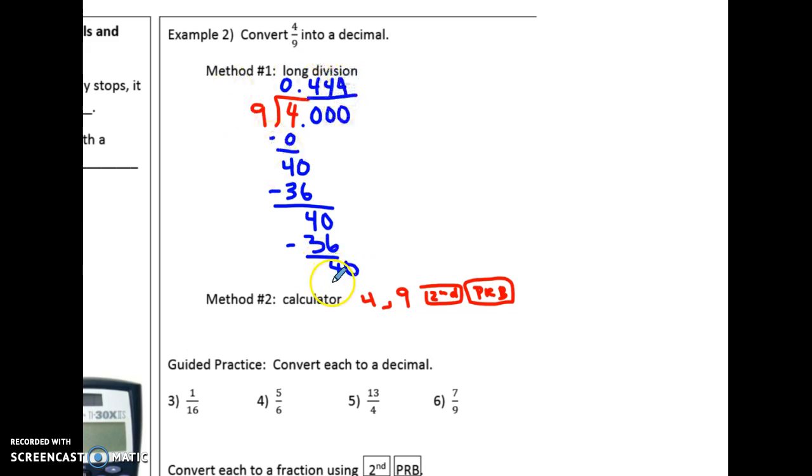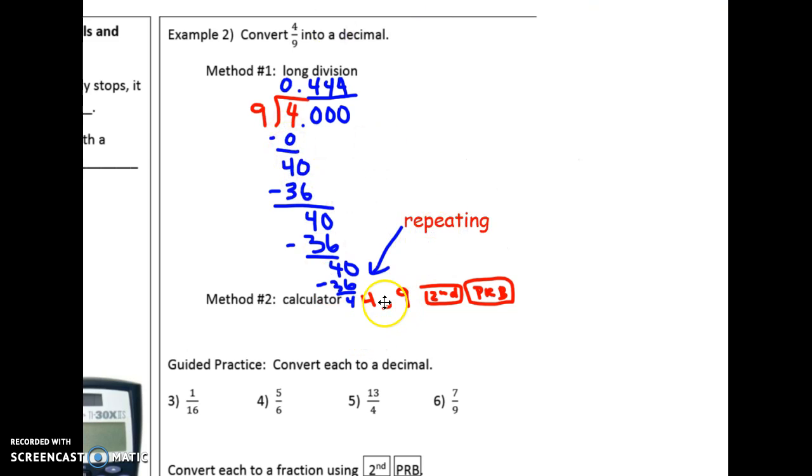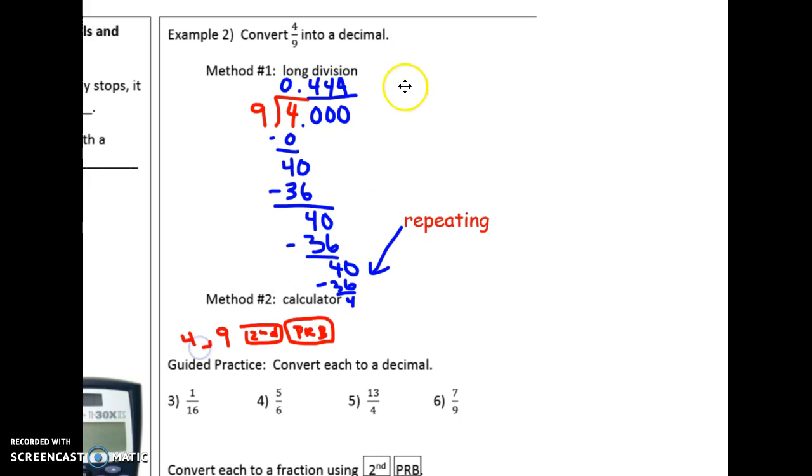Because we keep getting a 4 remainder every time we subtract, this leads us to realize we have a repeating decimal. Repeating decimal will look like this. You will always get the same remainder over and over and over again. And the way we can write up our answer then, remember, is that the fraction 4/9 is going to equal the decimal 0.4, and because the only digit repeating is the 4, I can put a bar over just the 4.